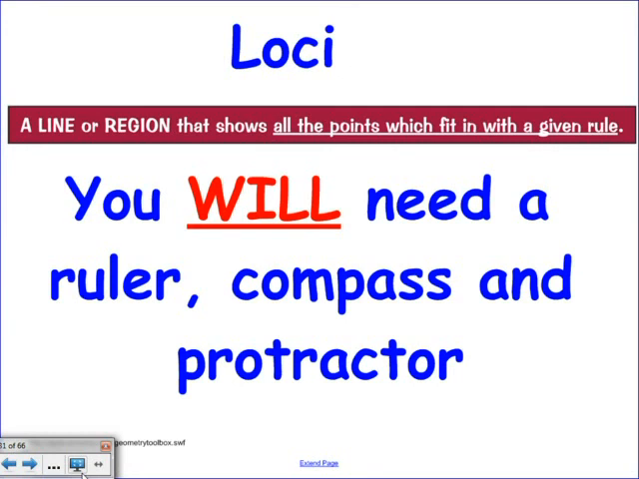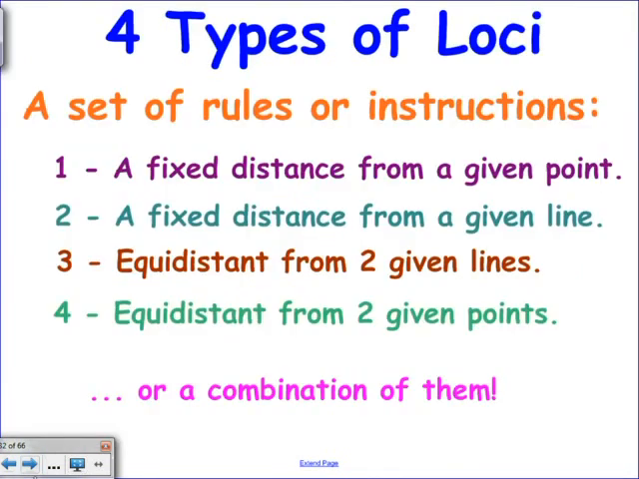Okay, so you're going to need all of the drawing tools that you've just used. So there are basically 4 rules of loci. There's a rule for a fixed distance from a given point, which we'll talk about in a second. The second one is a bit more complicated. It's a fixed distance from a line. The third one we've already covered, which is something that's equidistant from 2 lines. What we mean there is something that is the same distance from that line as that line, and we've done it. What have we done that splits those 2 lines in half?